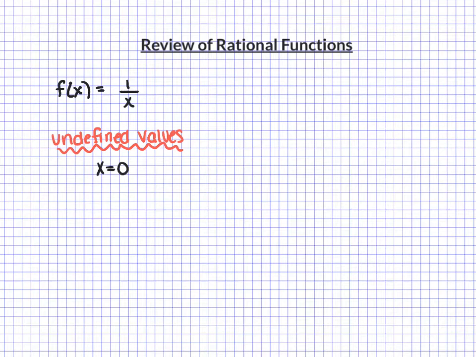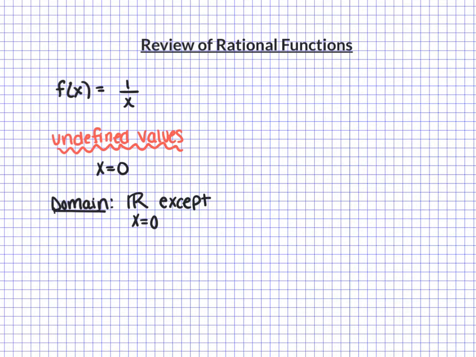So the domain of this function will always be all real numbers. So we use this symbol to represent all real numbers. So the domain would be all real numbers except for when the values are undefined. So except for when x is equal to 0, because that's where the graph does not exist.